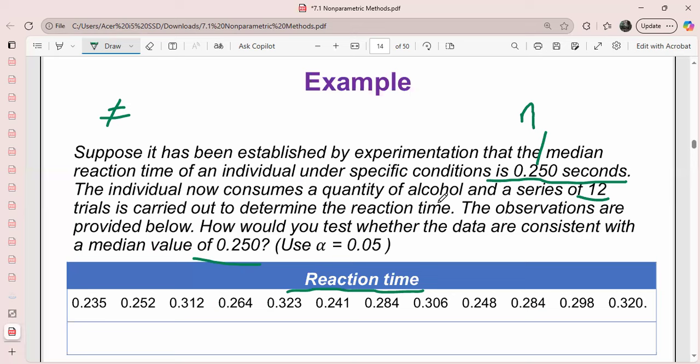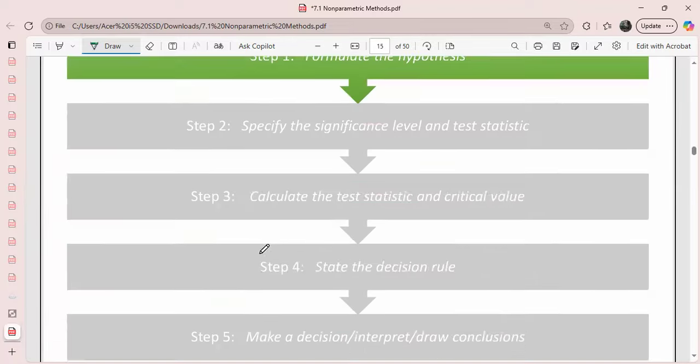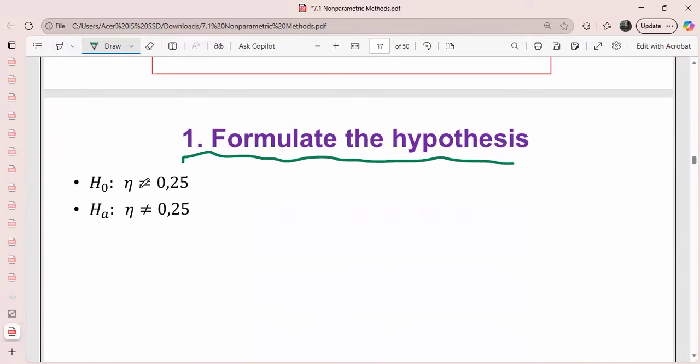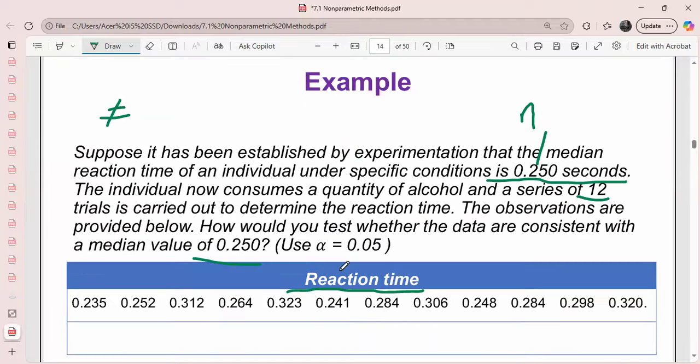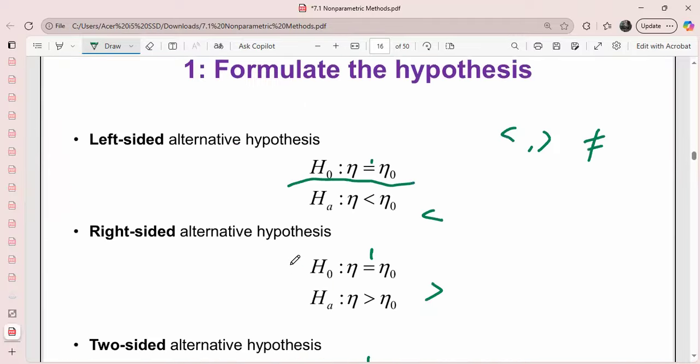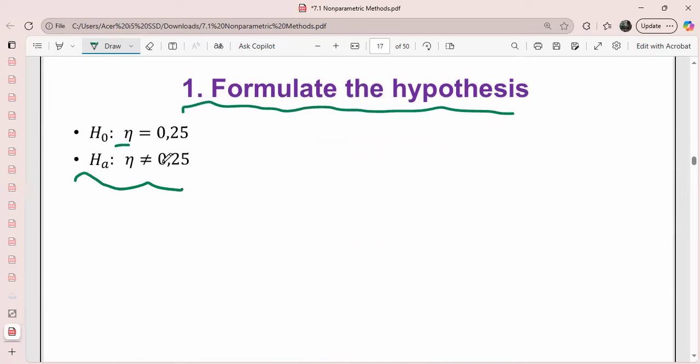You all remember the video that I sent, available on my YouTube channel, where I explained this whole thing of two-sided and left-sided. How do you see, when you're given a scenario or a statement, that it is less than or greater than? They will give you a hint there. So here, by looking at this statement, it's two-sided. The value of the population median was 0.25, and you know that 0.25 is the same as 0.250. So this is how you formulate the null and alternative hypothesis. Now I believe you all know the reason why they used this symbol.